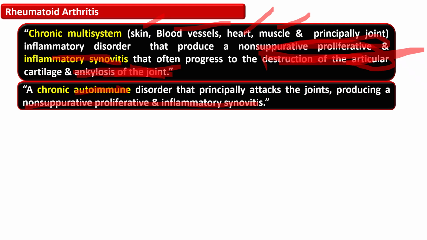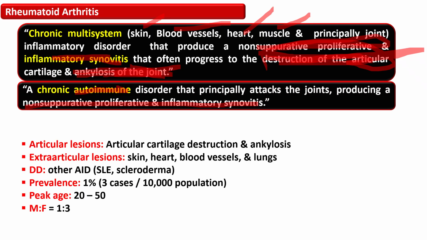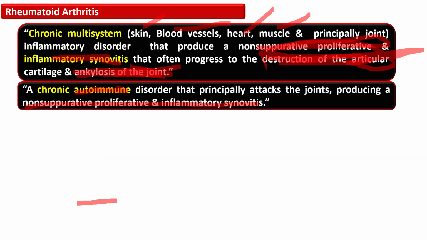It should be differentiated from other autoimmune diseases such as systemic lupus erythematosus and scleroderma. About 3 cases per 10,000 population are reported worldwide, hence the prevalence is about 1% of the world population. Peak age for this disease is about 20 to 50 years, and there is female predominance. Females are thrice as commonly affected as males.